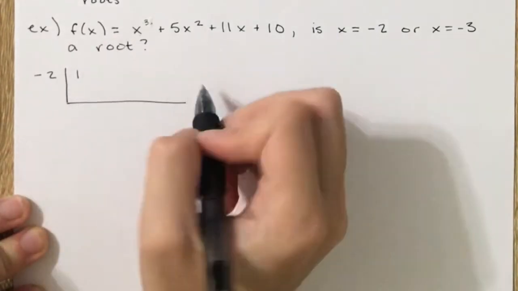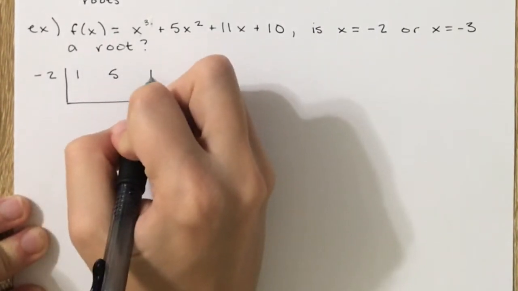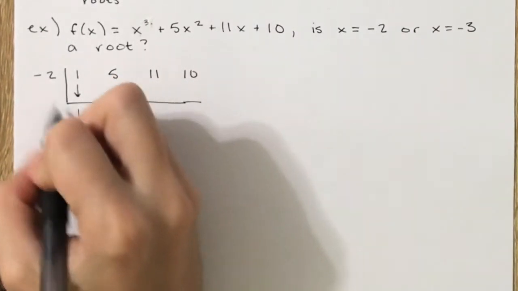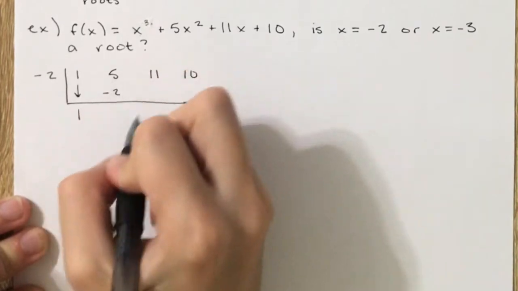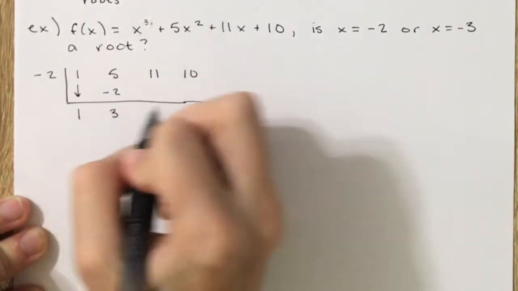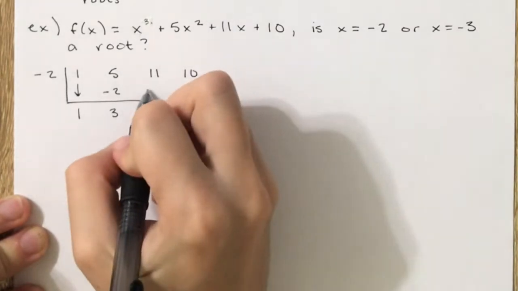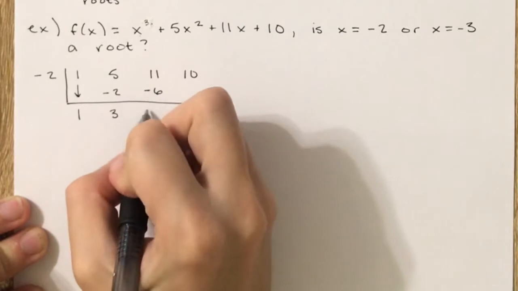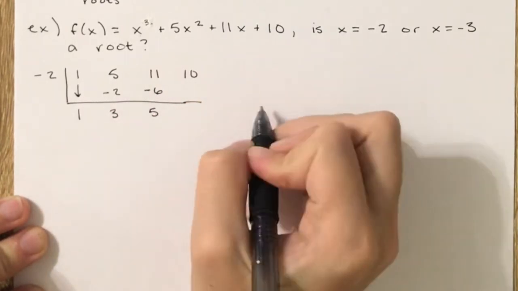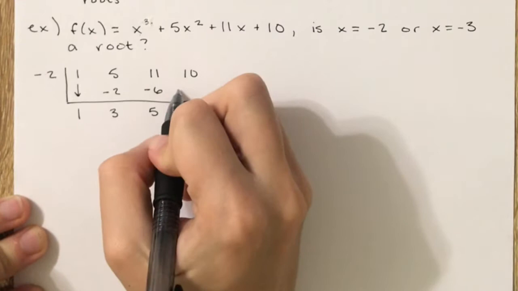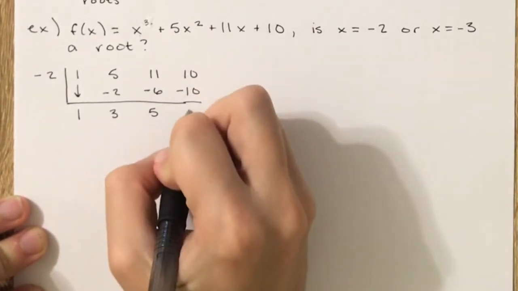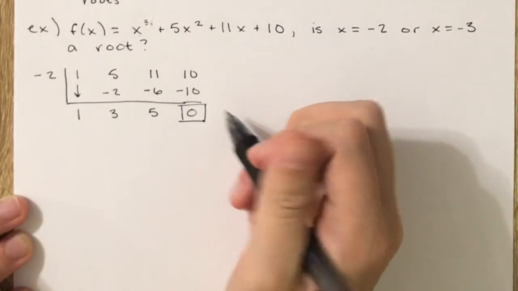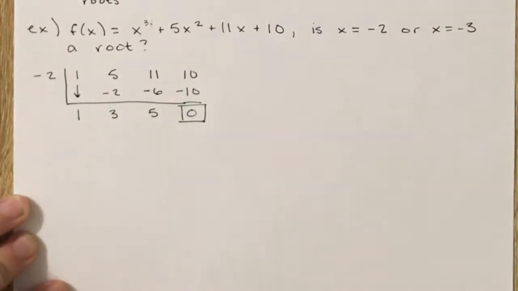So our coefficients are 1, 5, 11, and 10. We bring down the 1. We multiply, we get -2. 5 plus -2 is 3. -2 times 3 is -6. 11 plus -6 is 5. 5 times -2 is -10, and 10 plus -10 is 0. So, of course, we get a remainder of 0 here, so -2 is a root.